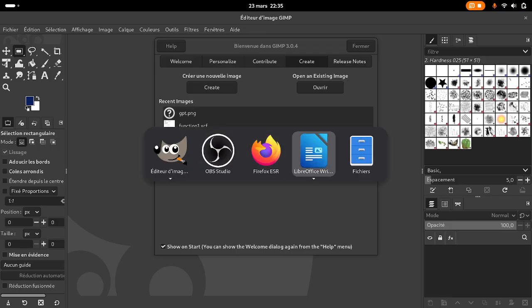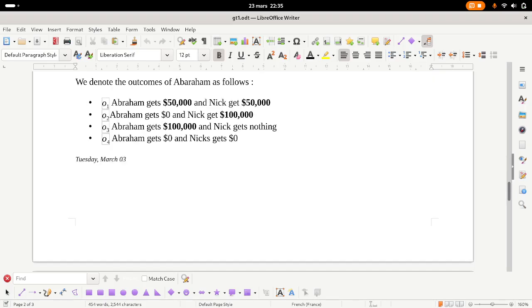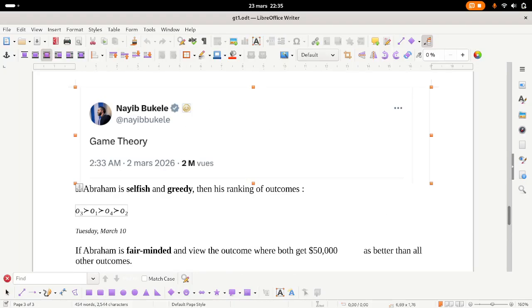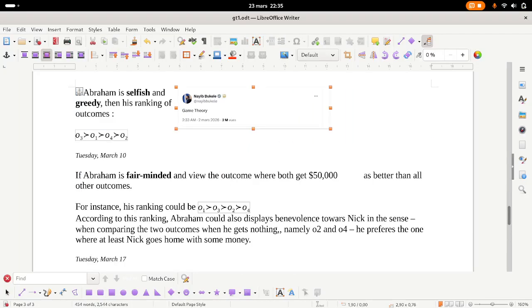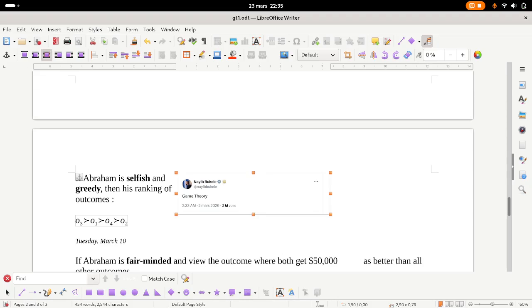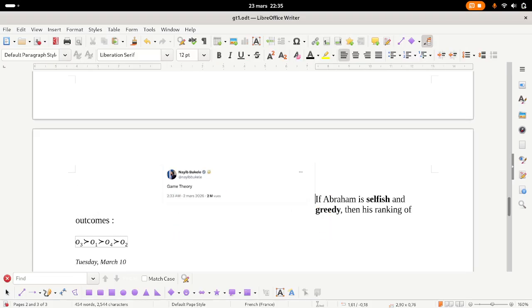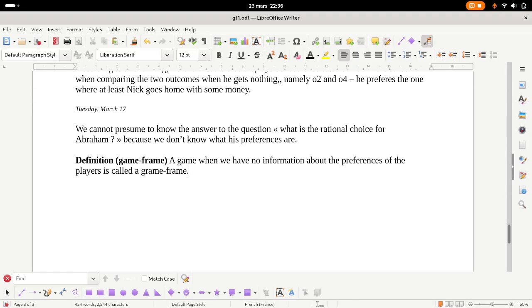So we continue with game theory. We've given the definition of game frame last time. It's Monday, March 23.